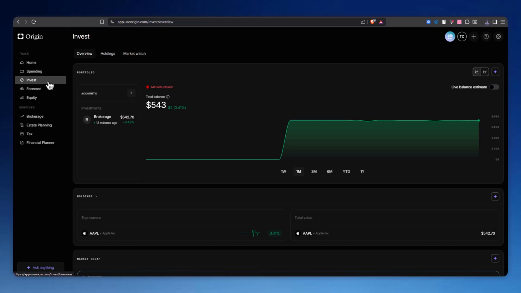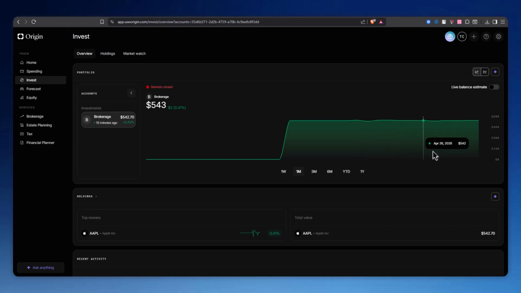Once you open Invest, you will land on the overview dashboard that summarizes all of your connected investment accounts in real time. On this page, look for the portfolio card. This section gives you a visual breakdown of how your money is currently distributed across different investment categories, such as U.S. stocks, international stocks, bonds, crypto, cash, and other asset types. It helps you quickly understand where most of your portfolio is concentrated.